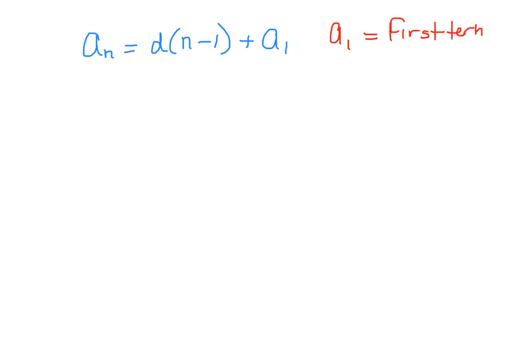The formula for an arithmetic sequence is AN equals D times n minus 1 plus A1, where A1 is the first term and D is the common difference.